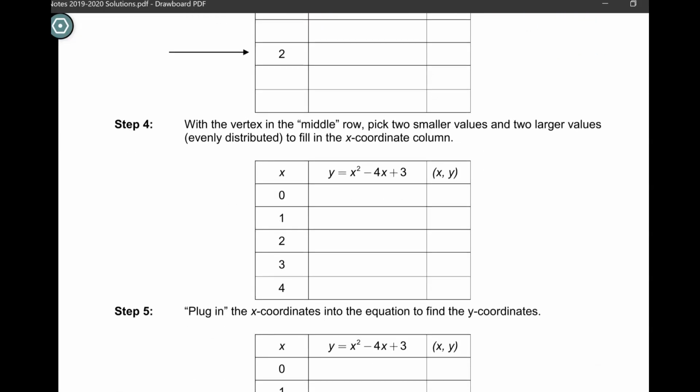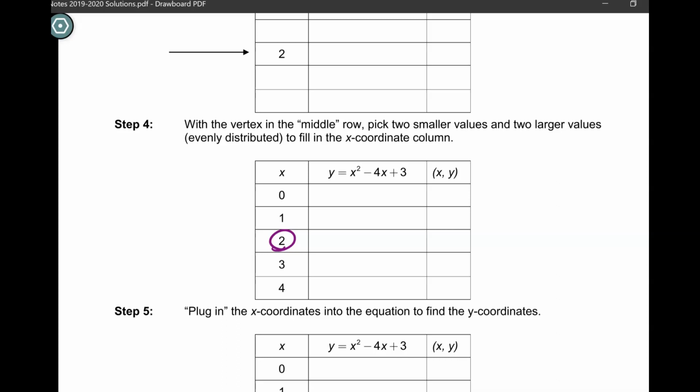Step 4, with the vertex in the middle, pick 2 smaller values and 2 larger values evenly distributed. So basically what I do from the 2, I subtract 1, subtract 1. So that's why I have a 0 and then a 1. And then I add 1 and then add another one. I want all these numbers to go in order and I want them to be evenly distributed.